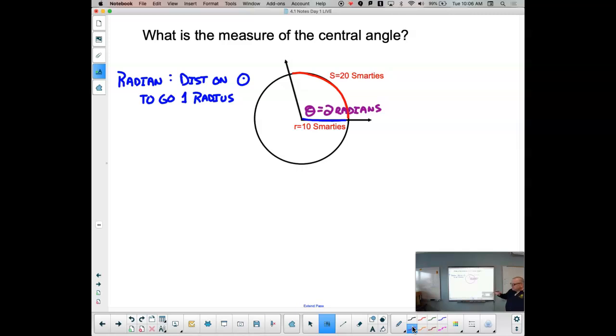This formula is something that you should commit to memory. The arc length, S, is equal to theta times your radius. And there's one condition, and that condition is theta must be in radians.